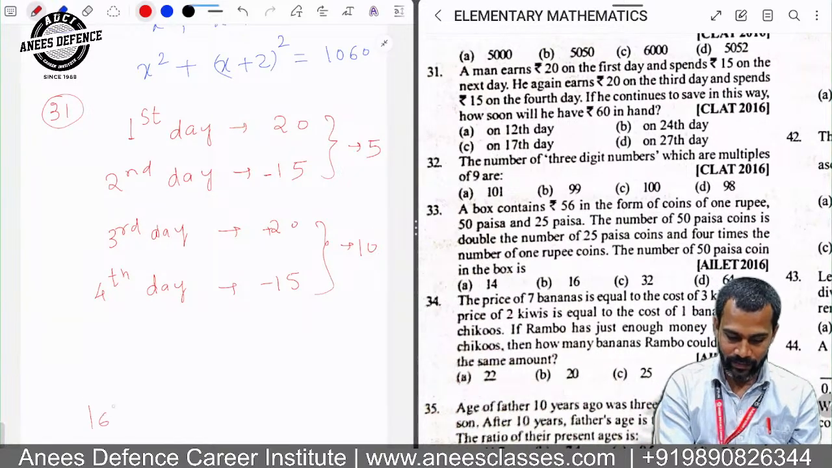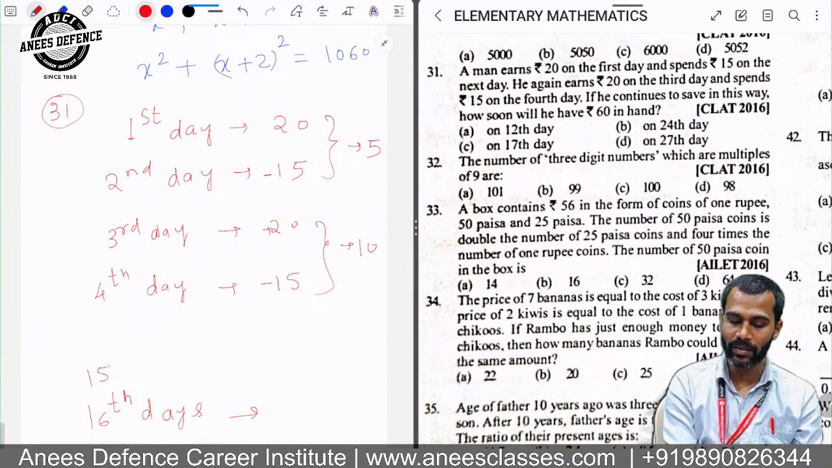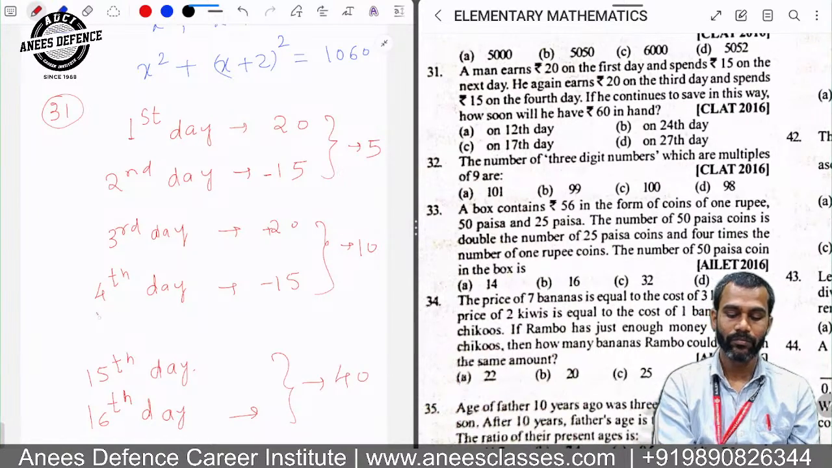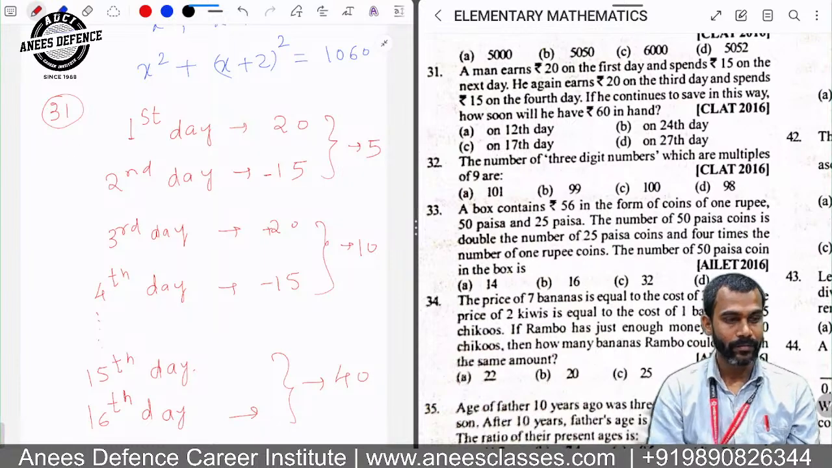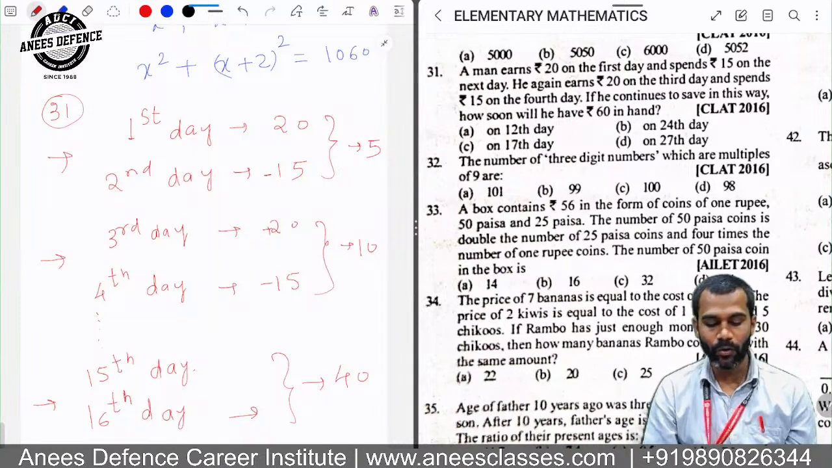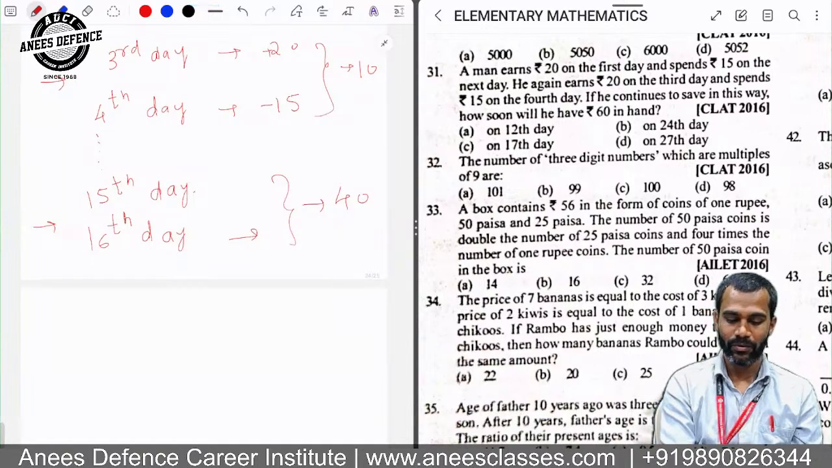So on 16th day, I mean 15th and 16th day, 40 rupees he will have. Yes or no? How many pairs? 8 pairs. This is the first one, this is the second one, this is the eighth one. So 8 into 5, 40. Now, 17th day, he will have again 20 rupees, plus 20. That will give you 60.